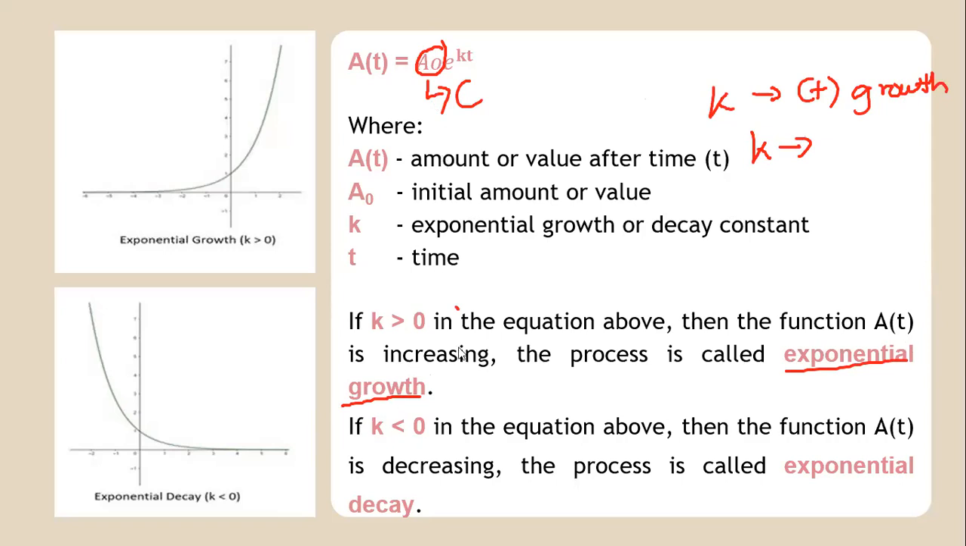Kapag naman K ay less than 0 or negative, okay, so ulitin ko lang. So kapag K ay positive or greater than 0, that is exponential growth. Okay, kapag naman ang K ay less than 0 daw or negative, that is exponential decay. So alam na natin na ang growth ay papalaki or papadami, and decay ay papakonti. Okay? So, yung nasa left side is the graph of the exponential growth and the graph of the exponential decay. So, I think you have already studied that in your general mathematics.